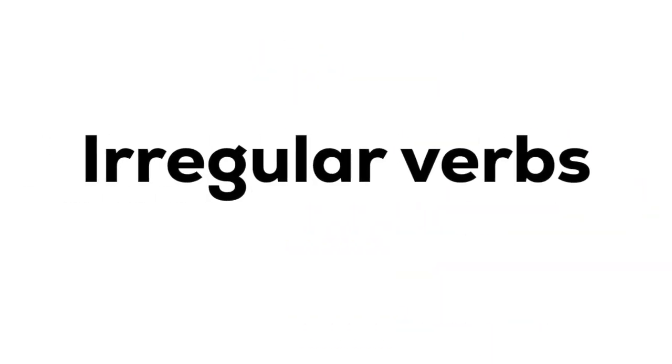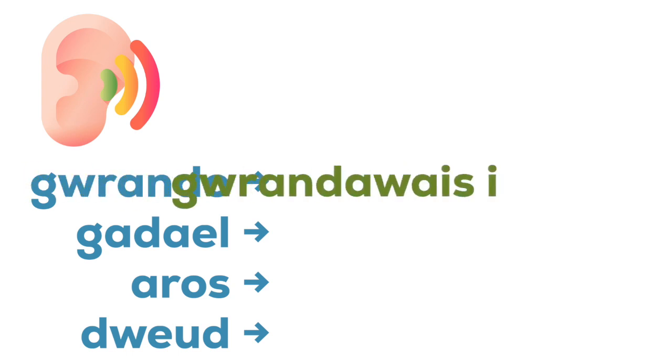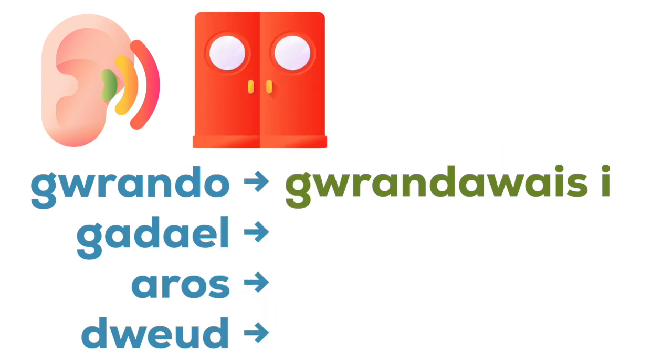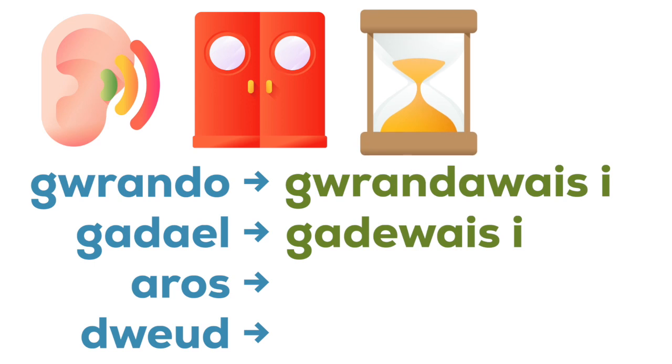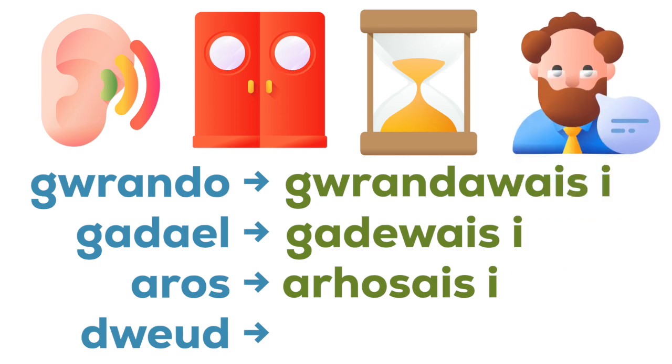There are also some irregular verbs. Enghraifft, gwrando, to listen, gwrandawais i. Gadael, to leave, gadewais i. Aros, to stay, arhosais i. Dweud, to say, to tell, dwedais i.